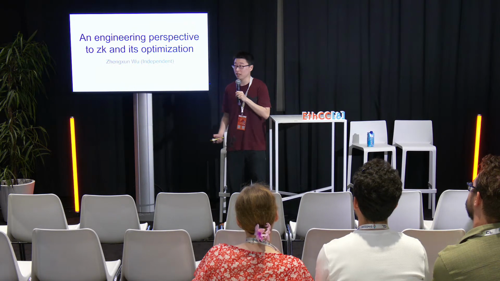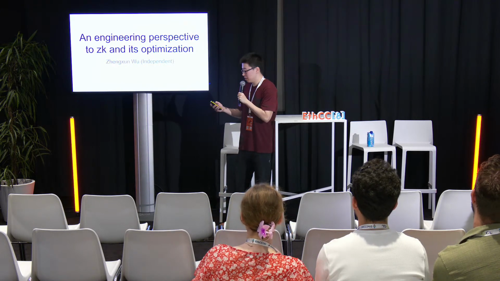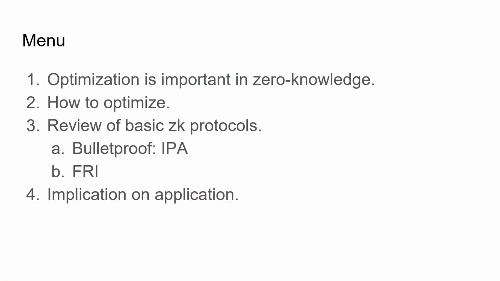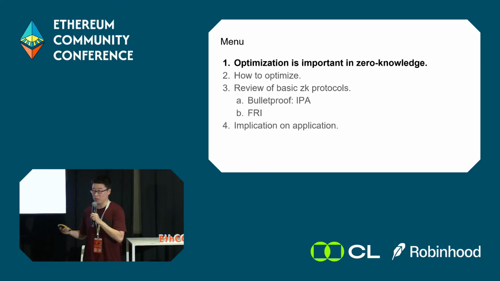So yeah, today my talk is about the engineering perspective on zero knowledge and its optimization. And this is the menu for the talk. First, I would say a cliche: optimization is important in zero knowledge. By the way, it was originally a 35-minute talk but shrunk to 20 minutes, so I may be pretty rushed.